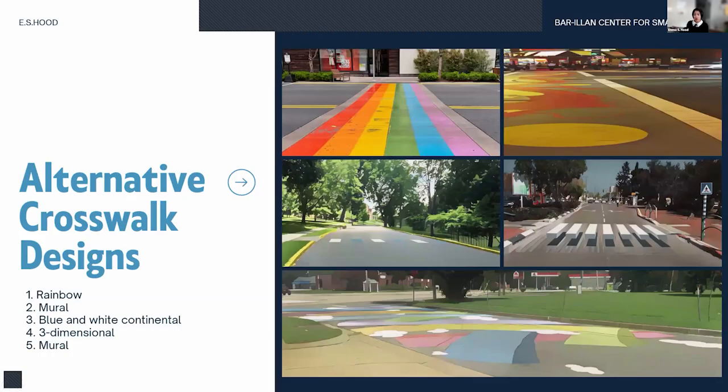In alternative crosswalk designs, we have rainbow, murals, different colors, and like we said, shapes, three-dimensional. This specific one right here is a rainbow at the bottom, and it was actually outside my house. And I was like, interesting, I bet people always go across that. That's a very attractive crosswalk.